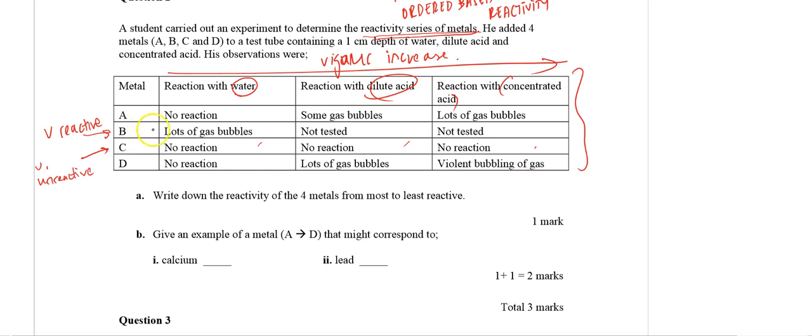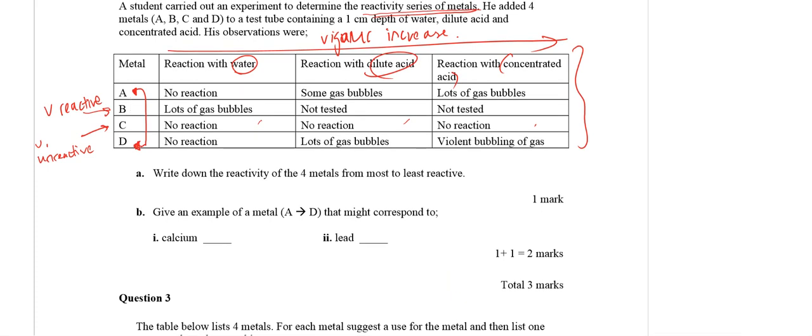All right. So we're able to establish B and C as very reactive and very unreactive respectively. And I think the main thing is being able to figure out which one is more reactive between A and D. Looking at the description of how each of these reacted with dilute acid, you can probably see the difference. So D looks more reactive than A, just by virtue of having produced more gas bubbles than A. D, more reactive than A.